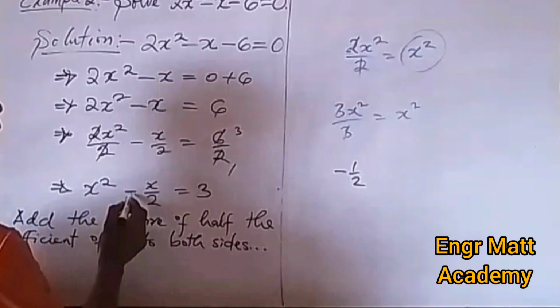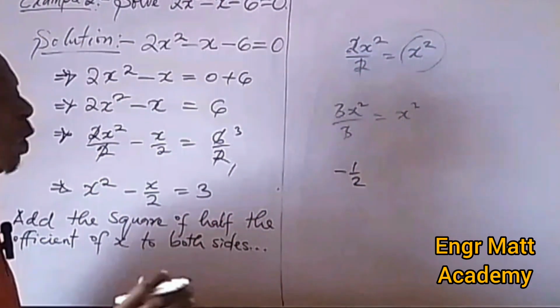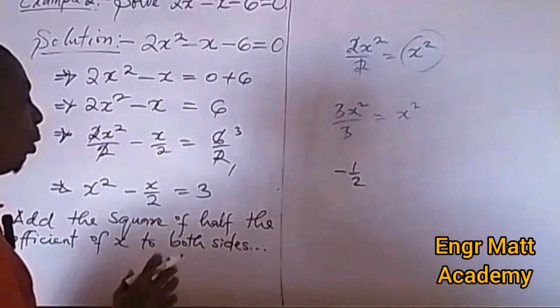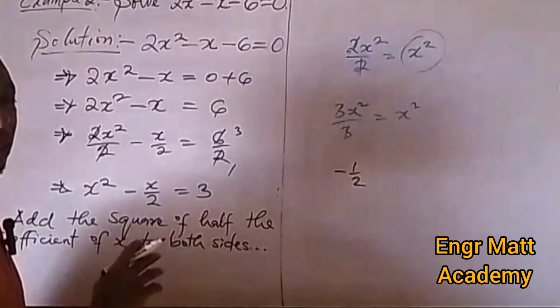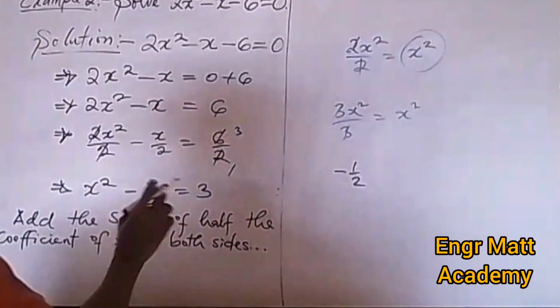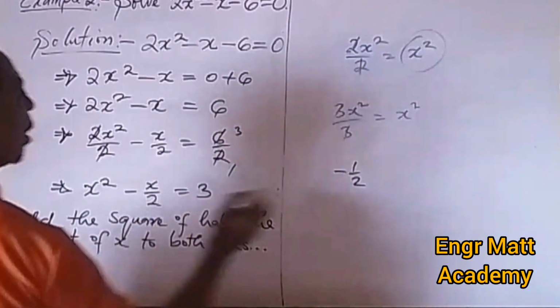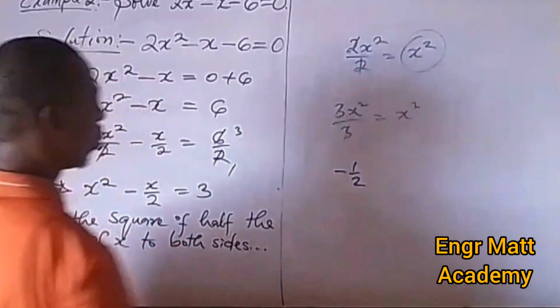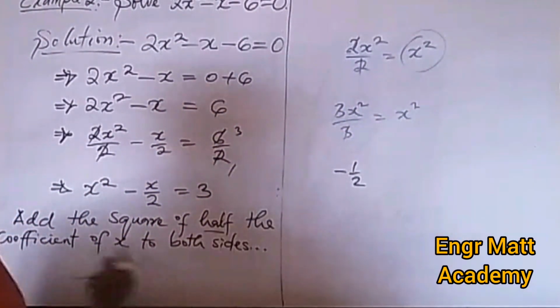Always take note of the negative signs. Show respect to negative signs, otherwise you will work in vain. When you ignore the negative signs in any equation or expression in mathematics, you're already out of point. So the coefficient of x is minus 1 over 2 because of the negative sign here. It's minus 1 over 2.